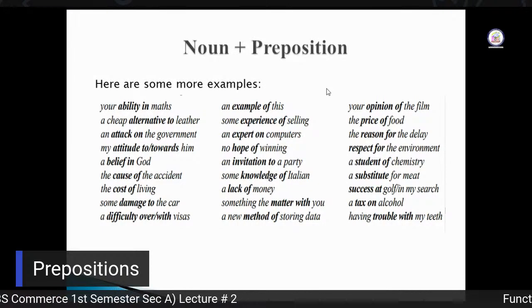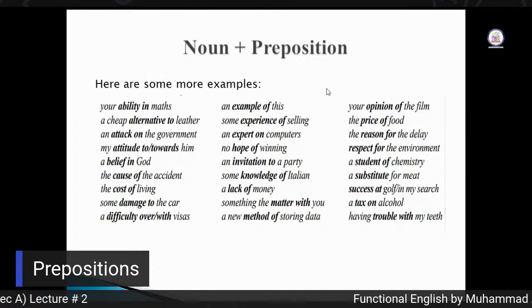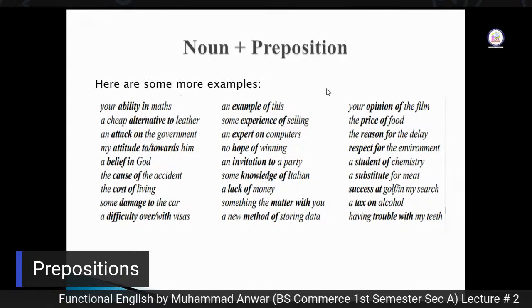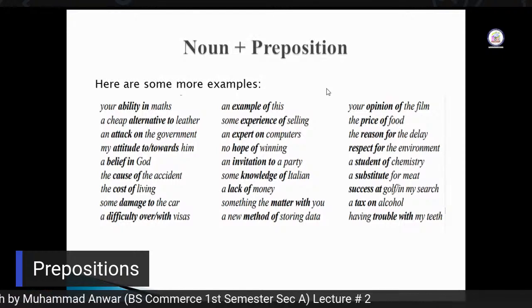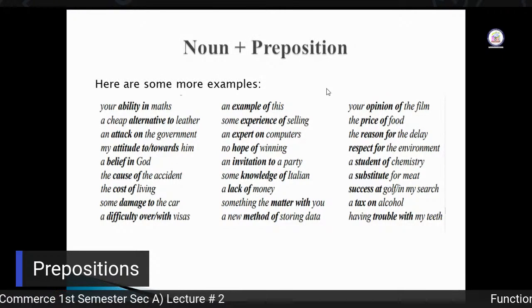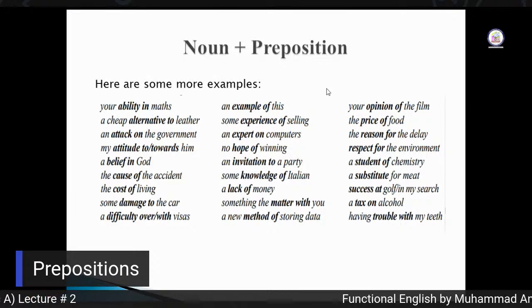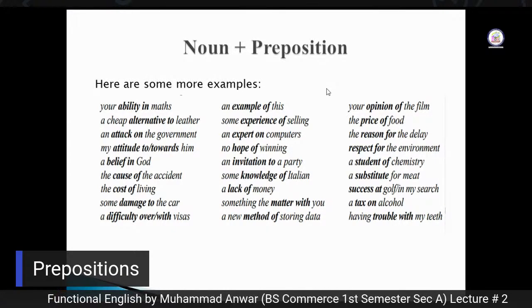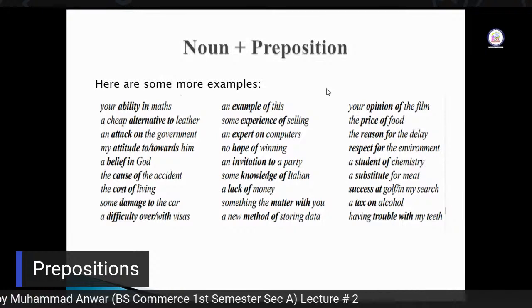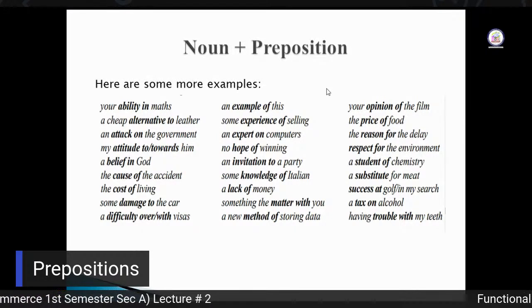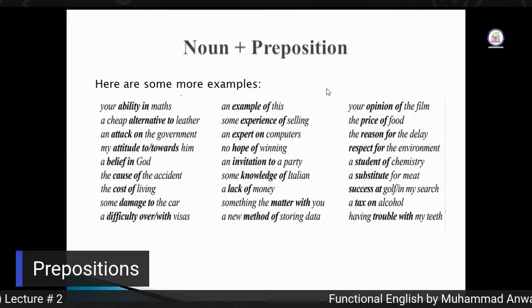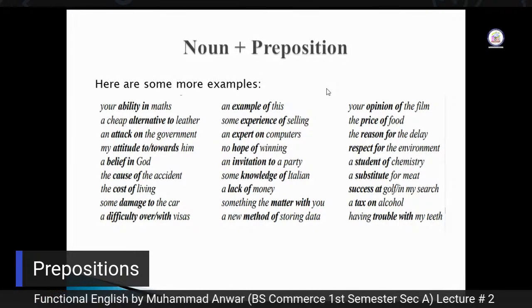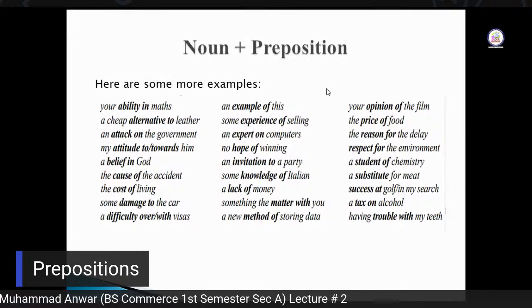Respect for the environment. A student of chemistry. Substitute for meat. Substitute of meat नहीं होगा. Substitute for meat. Success at or in my research. Success के साथ at और in दोनों लगते हैं. Tax on alcohol and having trouble with my teeth. Trouble with. So these are some fixed prepositions which you have to remember, which you have to memorize in order to speak English correctly. तो ये noun plus preposition का combination है.